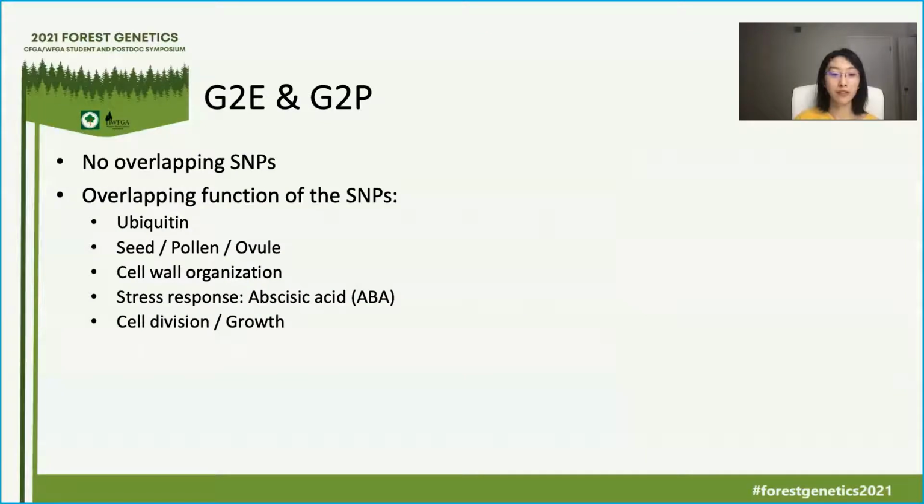There are no individual SNPs that overlap between G2E and G2P, but the associated SNPs did share similar gene function categories, including ubiquitin, seed, pollen and ovule formation, cell wall formation, stress response such as F-box, and cell division and growth.